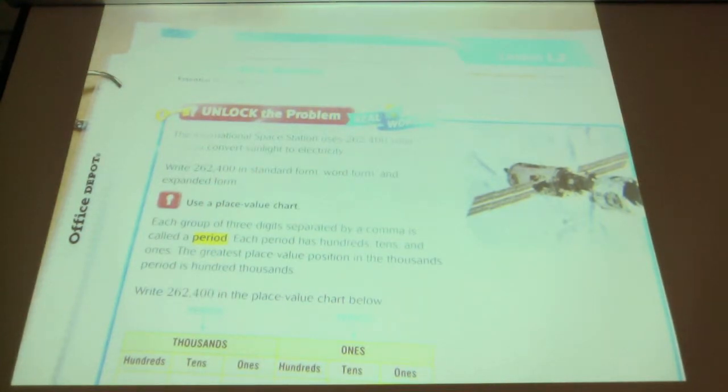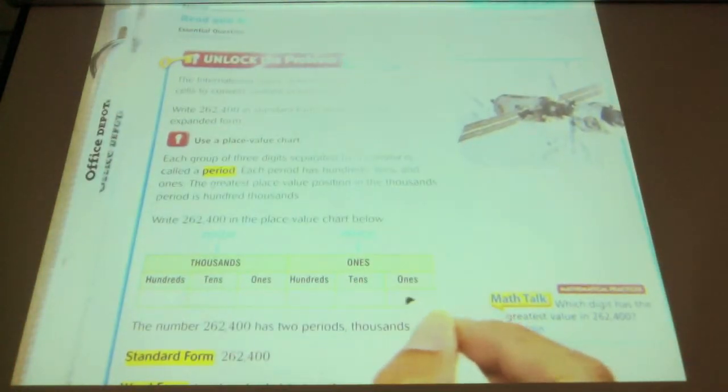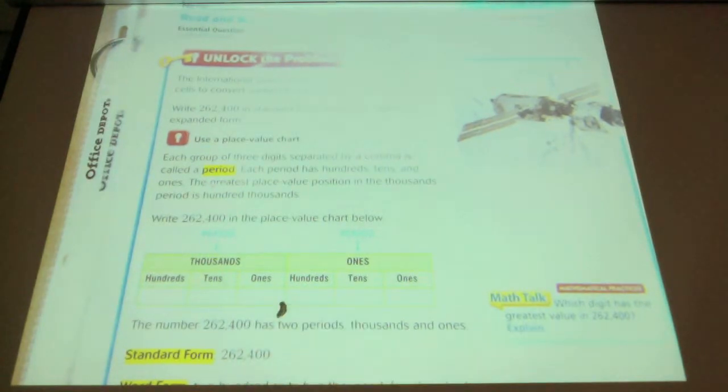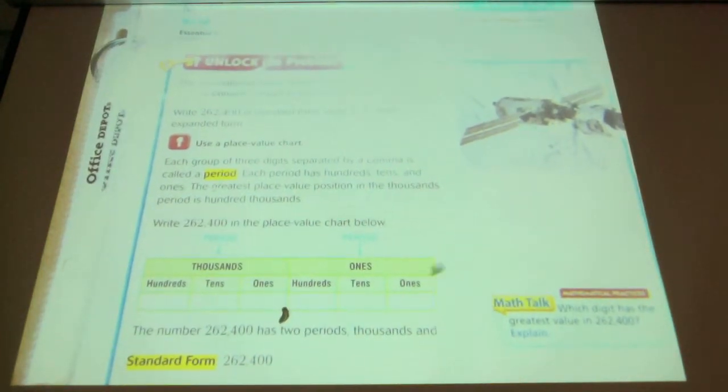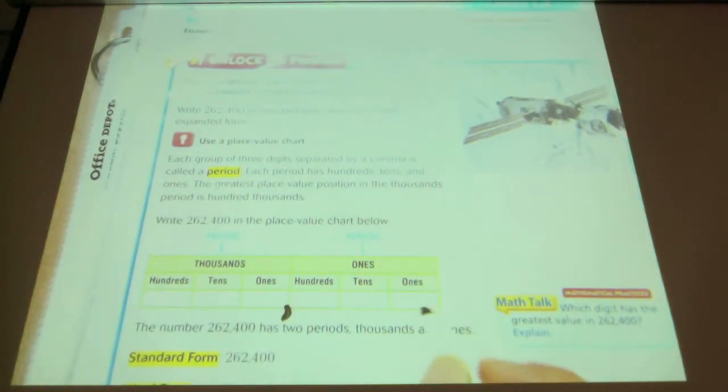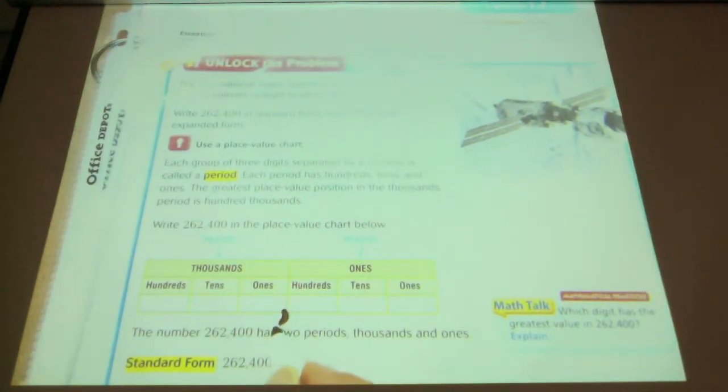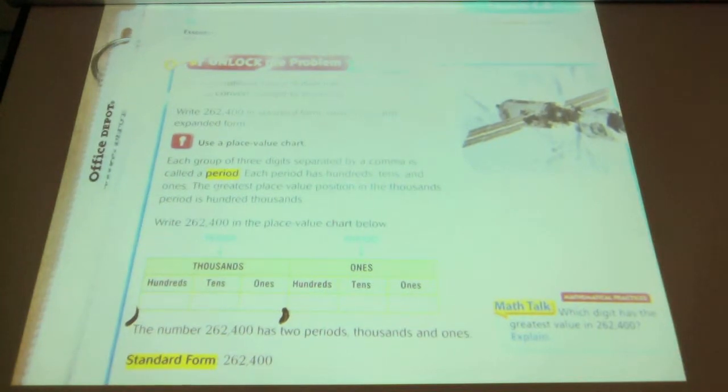Each group of 3 digits separated by a comma is called a period. Raise your hand if that's the first time you've heard this period, meaning a section of numbers. What that means is we always put a comma after the 3 digits, right? So if we put a number in here, we would put that comma right there. And then we'd have 3 more, and then we'd have another comma. Did you guys know that they come in chunks of 3?